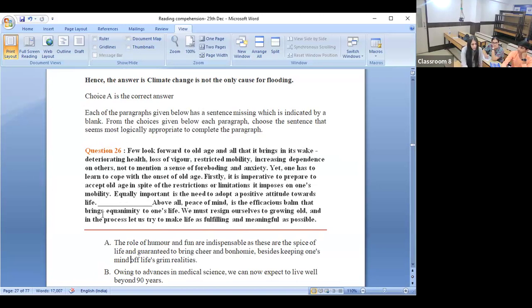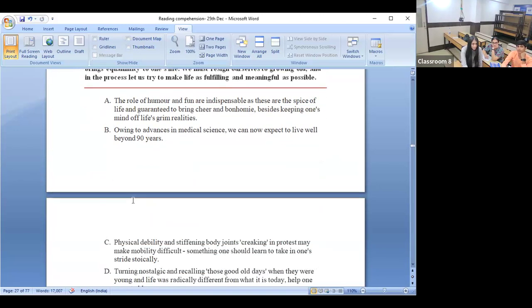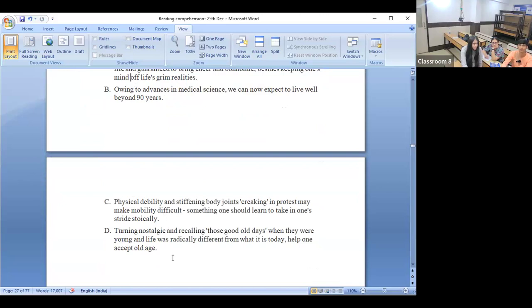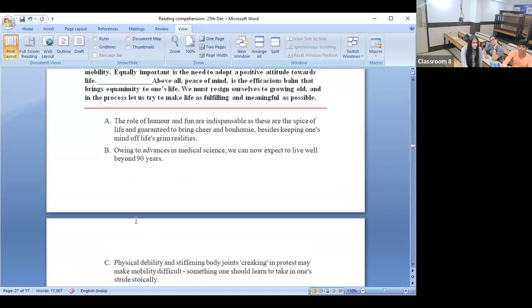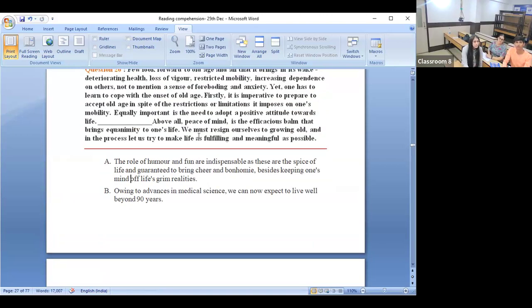We have to move on, we have to move forward. So when I need something positive, do you think D fits anywhere? No. Okay. Now B, this is not positive, going by advances in medical science, we can all expect. Now the question comes in A and C. You tell me where the positivity is. What were they expecting in the blank? There is something positive that comes in. Above all, peace of mind is the efficacious balm which promotes and brings cheer. Okay, so that is the logic.